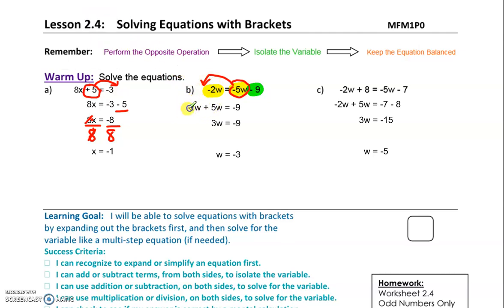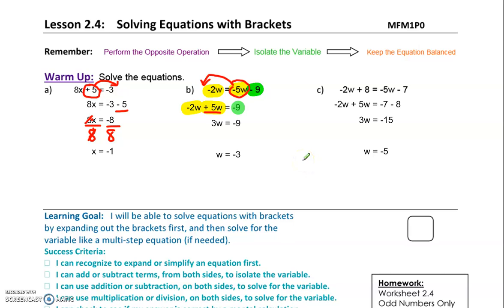Let's use our yellow. There we go. Okay, now the 5w, since it was a negative before and you moved it to the other side, it's going to become a positive 5. So you change the operation to the opposite symbol. Now the negative 9 didn't move, and so you're not going to change it. It's still going to be a negative 9, and it's going to stay on the right-hand side.